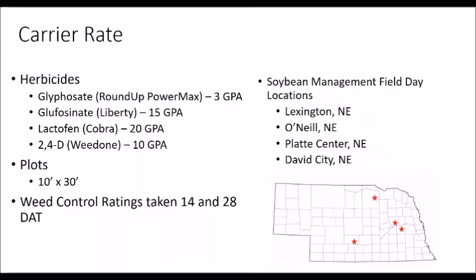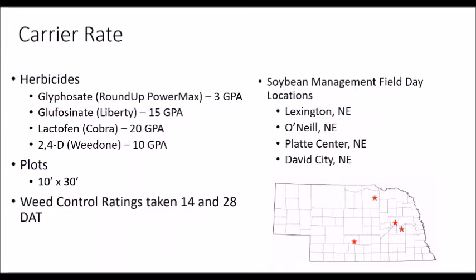So for this one, we looked at 4 different herbicides, 4 locations across Nebraska, and we looked at multiple different carrier volumes. Again, plot size and the ratings and stuff like that were identical to what we'd done the year before, but this time we really had interest in looking at contacts versus systemics. So the 4 herbicides we picked, the first was Roundup or glyphosate. I've put 3 GPA. That's just a reminder that the minimum volume for a Roundup PowerMAX application is 3 gallons per acre.